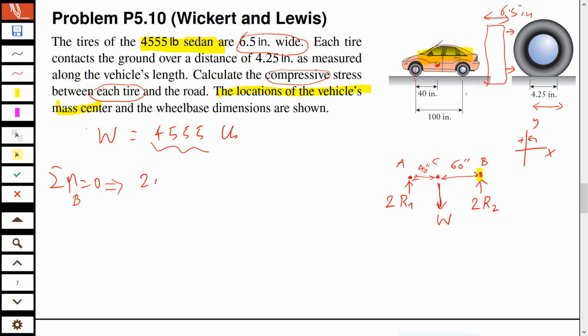So twice R1 times, yeah, 100 inch and 4,555 pounds times, this will multiply 60 inch. You can set this to 0, and one of them is a plus and one of them is a minus. Which of them is a plus? 4,555 LB. Yeah, because that's counterclockwise and this is clockwise. This will give you a value for R1.